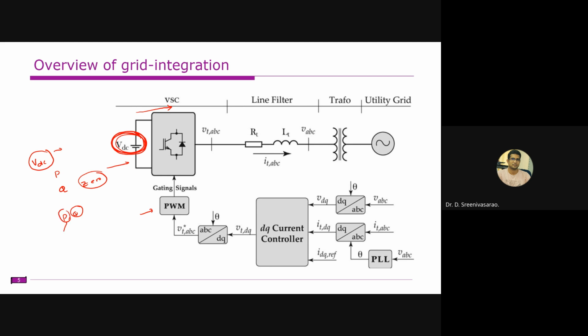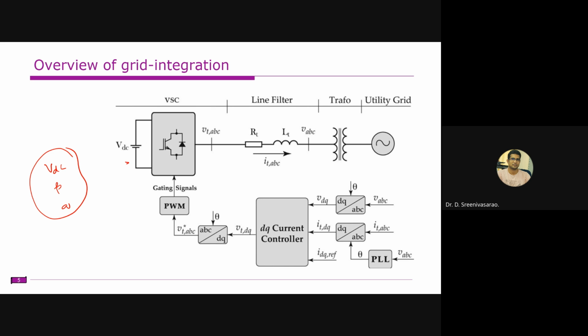Usually there will be frequency fluctuations. For frequency fluctuations, active power will be controlled. In case of voltage fluctuations, the reactive power is controlled. So that means you have three possible control objectives. One is the DC link voltage VDC. Another is the active power injection, and the third is the reactive power. Your three objectives you need to fulfill, right.